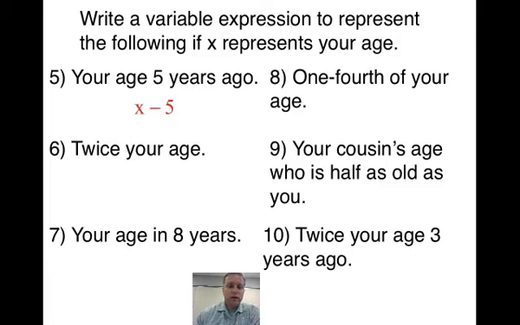So twice your age. If you're doing twice your age, you're timesing by 2. So take your current age right now. If it's 12, 2 times 12. 13, 2 times 13. And then just instead of saying your age, say x. So 2 times x, or 2x.